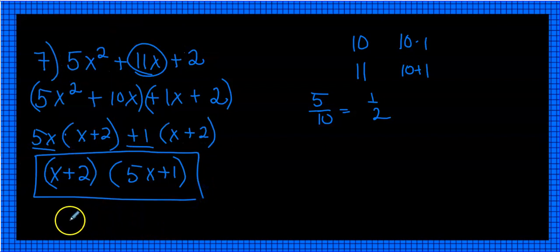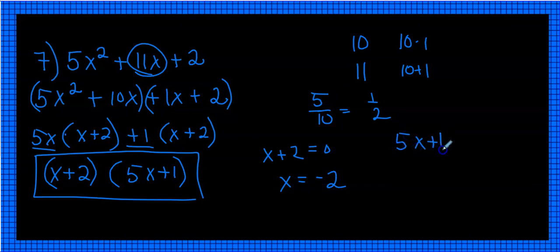So this is actually the factored form of this trinomial. And then if I want to find the zeros, I set up x plus 2 equals 0, so x equals negative 2. And then I would also set up 5x plus 1 equals 0. x would equal negative 1/5. So these are my two roots or x-intercepts.